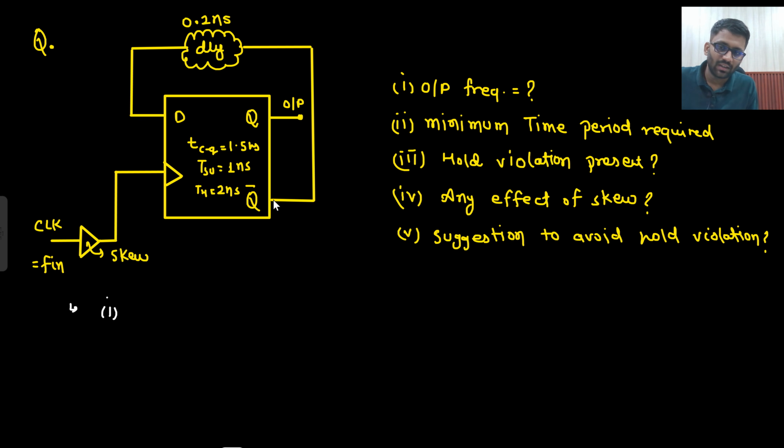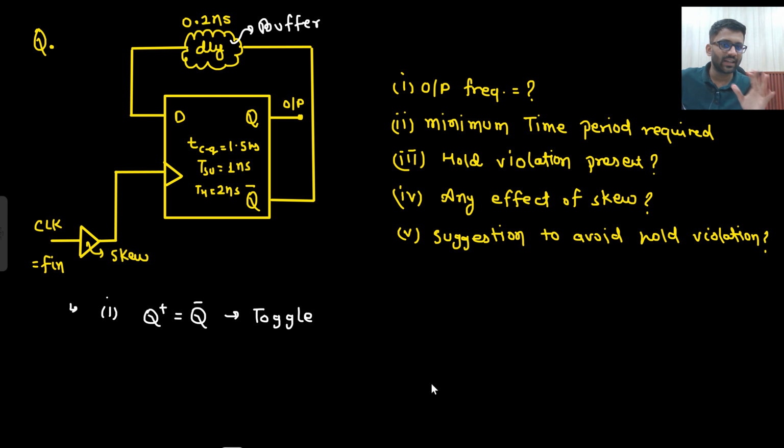Here you can see that my flow, you can assume, is only a buffer. I will write here, this is a buffer, because Q bar is directly fed here. So what will be your Q plus? Q plus will be equal to D, and D is equal to Q bar. That means in which mode is it? Toggle mode. That means it is working as an asynchronous counter.